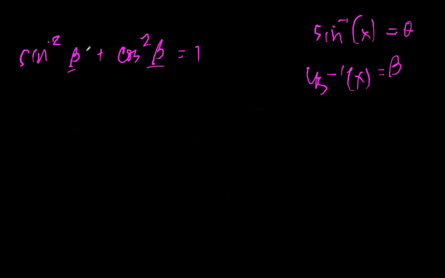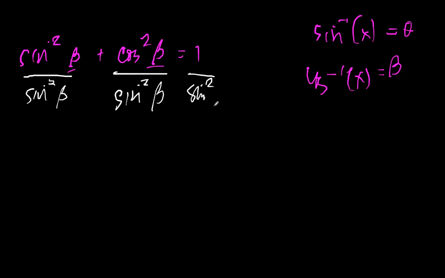The first thing we need to do is divide this by sine squared beta. So let's divide all throughout by sine squared beta. Of course, all throughout. So this becomes 1.